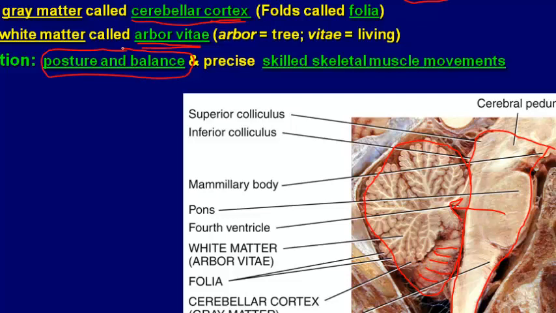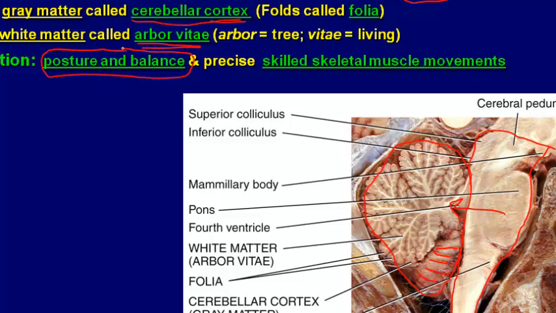So the cerebellum coordinates rapid, automatic adjustments that maintain balance and equilibrium of the body. It makes these adjustments by modifying activities of motor centers in the brainstem. So we coordinate posture and balance. That's a primary function of the cerebellum.